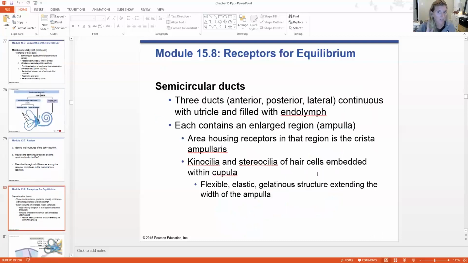So let's talk about the receptors for equilibrium. These are in our semicircular ducts. The three ducts, anterior, posterior, and lateral, are continuous with the utricle. They're filled with endolymph. Each contains an enlarged region called an ampulla. The area housing the receptors in that region is called the crista ampullaris. Kinocilia and stereocilia of hair cells are embedded within an area called the cupula. It's a flexible, elastic structure that extends the width of the ampulla.